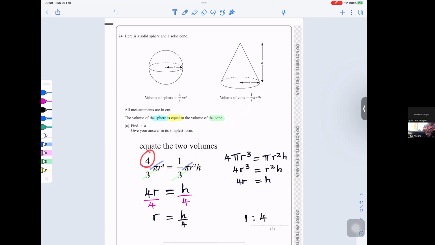So we are left with 4r cubed. There's r squared there, r cubed there. So we can remove r squared from the left and remove r squared from the right. So we're left with r, we're left with 4, and we're left with h. And if you divide by 4, you get r is equal to h over 4. So the ratio is 1:4.